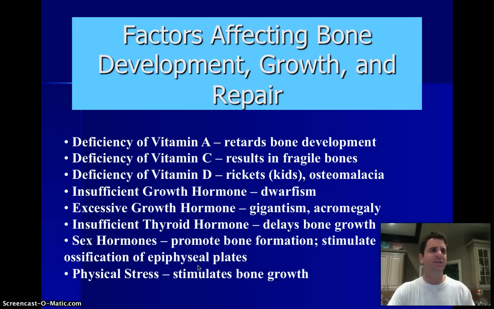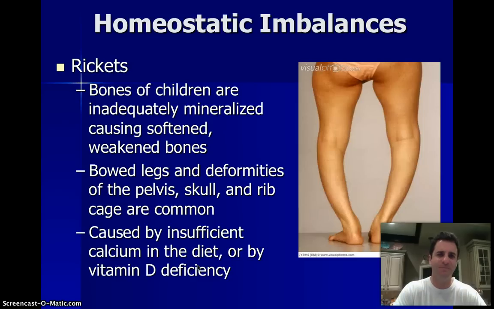And then physical stress, as we talked about before with old folks lifting weights and so on, stimulates bone growth, especially appositional growth is what we're talking about there. So here's rickets. This is the characteristic bowed legs of rickets, where over time the bones are so weak that as you put force or pressure on them, the bone starts to bend or curl like that, causing bowed legs. This can also happen in the skull and the rib cage and so on.